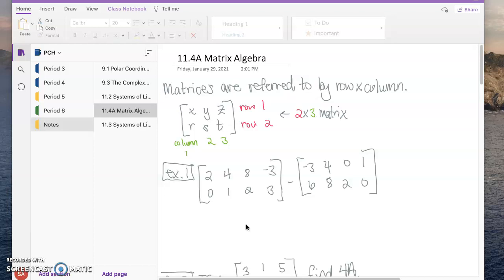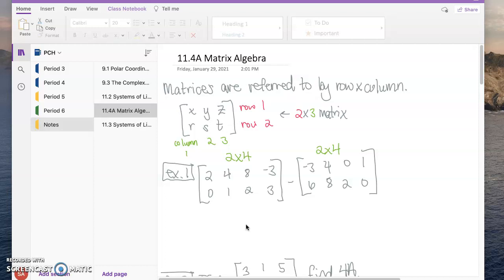I can add and subtract matrices as long as their dimensions are the same. So in example 1, you can see that both of the matrices have 2 rows and 4 columns. So they are 2 by 4 matrices. And since they're both the same dimensions, I could add or subtract them. So they're both 2 by 4. And what I do, I just simply subtract the corresponding entries.